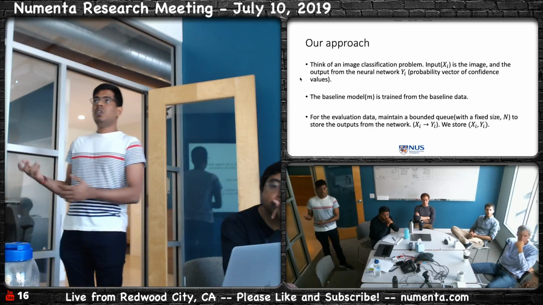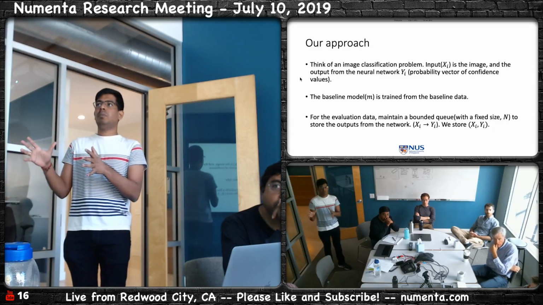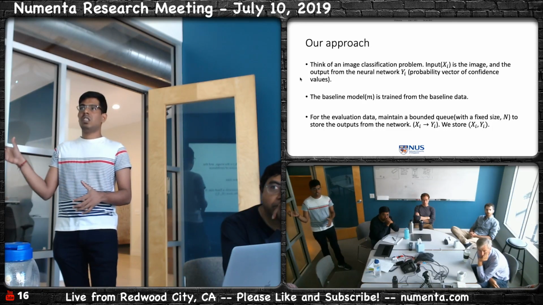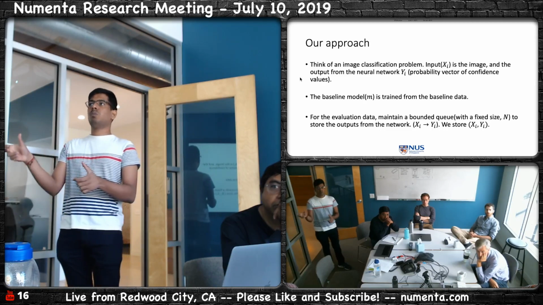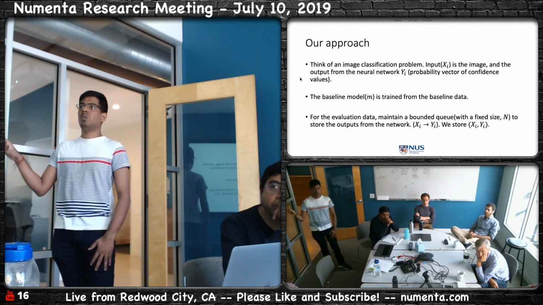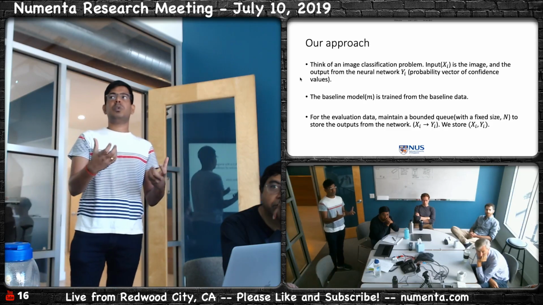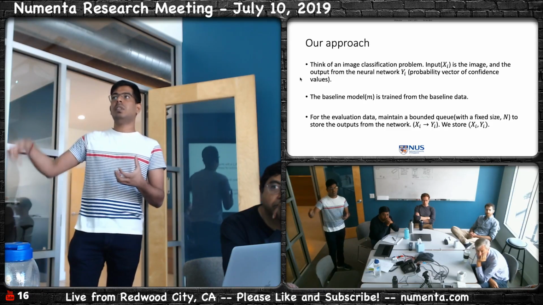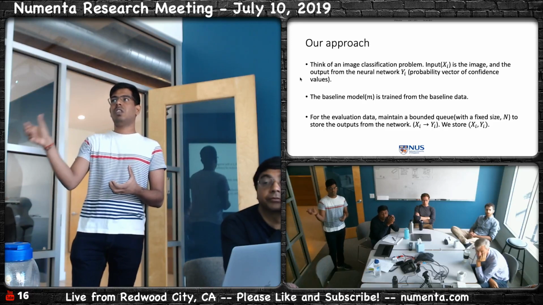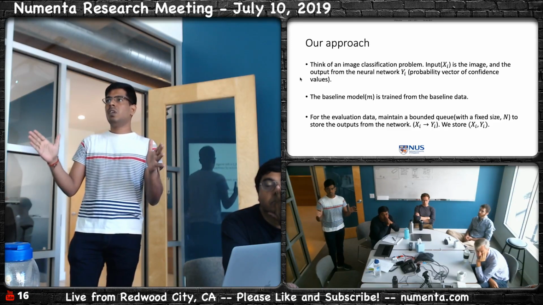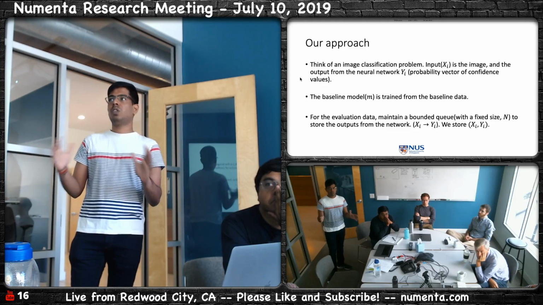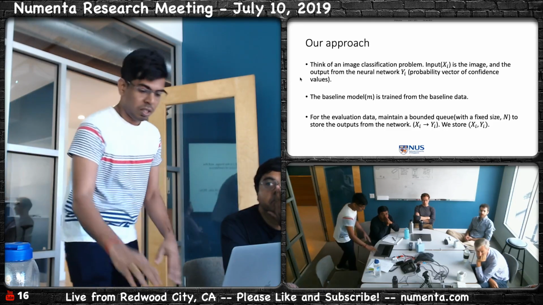For the evaluation data, what we are going to do is keep a bounded queue with a fixed size, and we are going to store all these inputs and outputs as pairs in the bounded queue. So you put in an image and you get the probability vector. We are going to store these xi and yi pairs in the queue. If the queue is full, we are going to do something, which I'm going to explain.